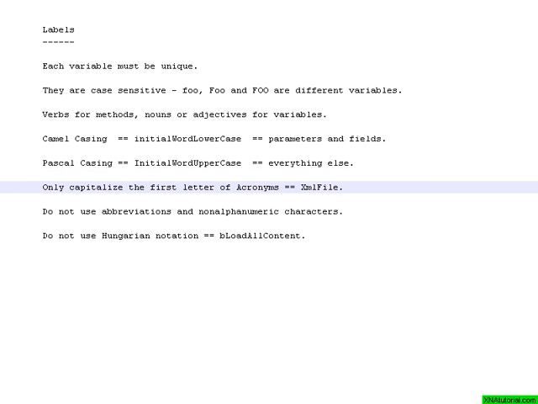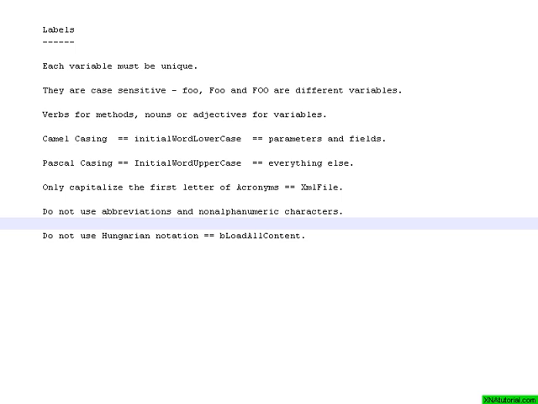A less important rule is that if you have an acronym, only capitalize the first letter of the acronym, so that the ML in Xml, for example, is not capitalized. It looks more like Pascal or camel casing if you do it this way, so it looks more unified. There are some non-alphanumeric characters that you can use, but you should probably not do it, and should probably avoid abbreviations as well. A name such as XmlFile is much more clear than if there are numbers and other weird characters in there.